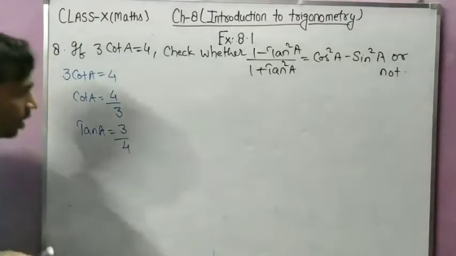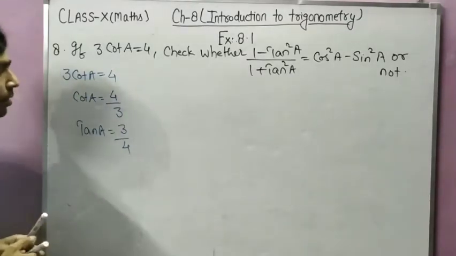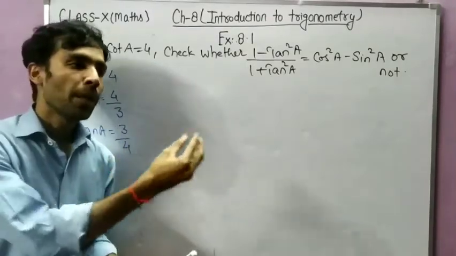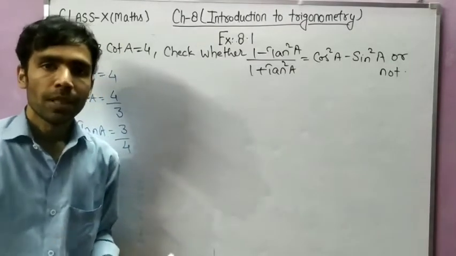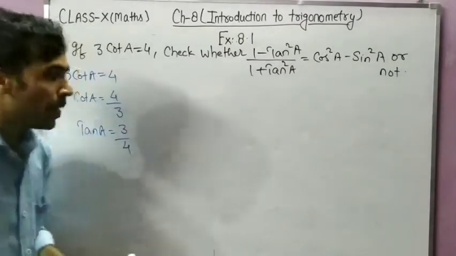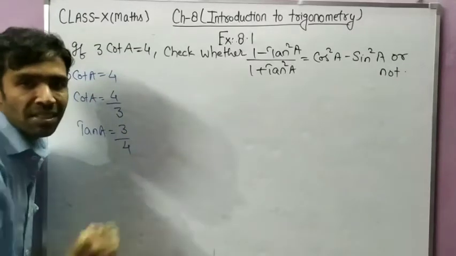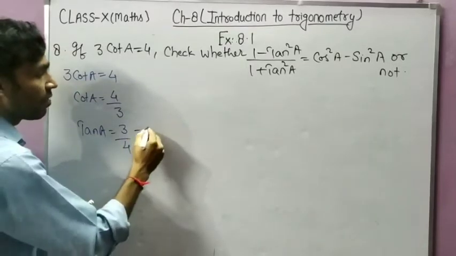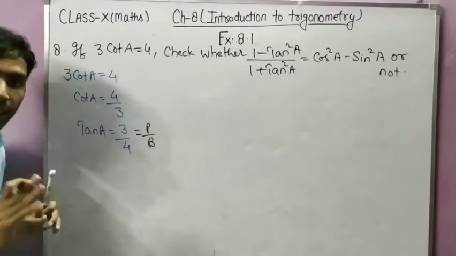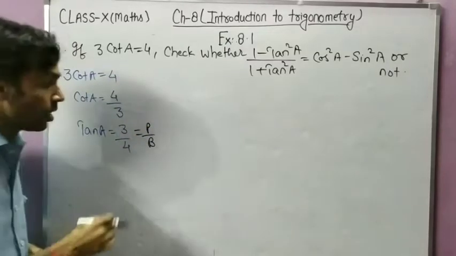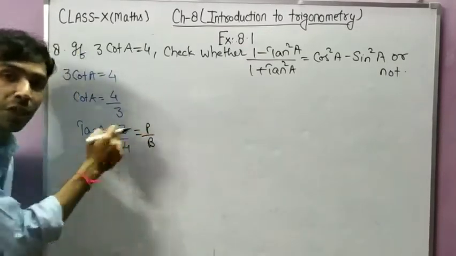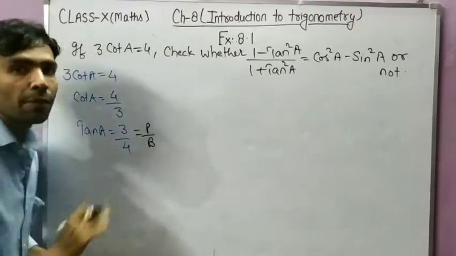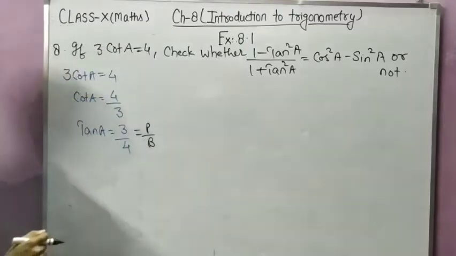Now student, if tan A is equal to 3 by 4, we know that tan theta is equal to perpendicular upon base. This thing we know. It means the ratio of perpendicular upon base is given, that is 3 upon 4. Now student, many students will say this will be perpendicular, this will be base. Yes, it will be perpendicular, it will be base. But the value of perpendicular is not equal to 3. It is the ratio. The ratio of perpendicular and base is 3 by 4. Their values are not given.